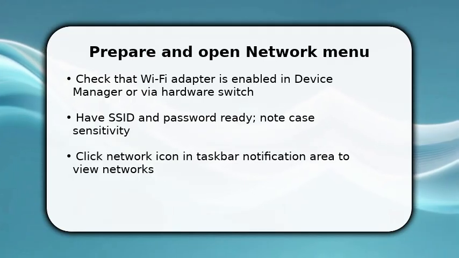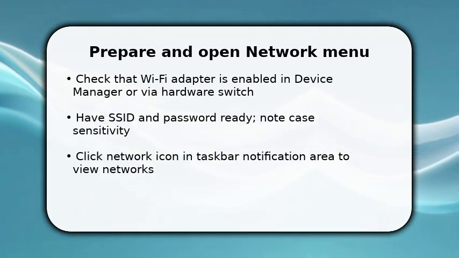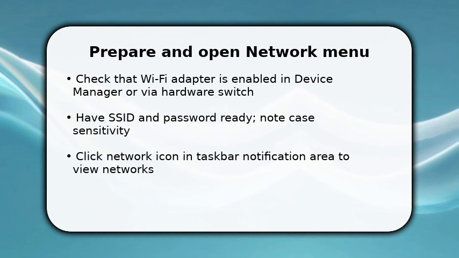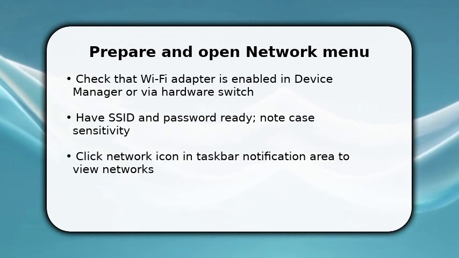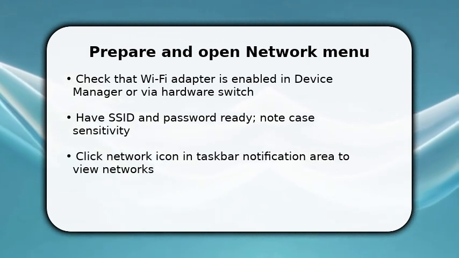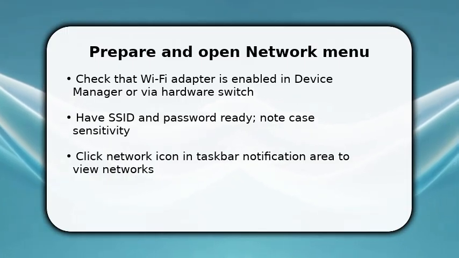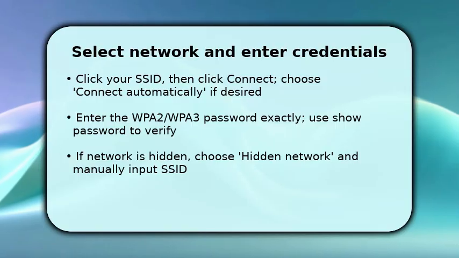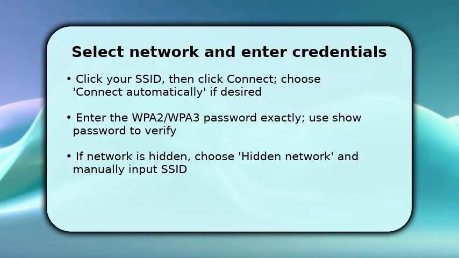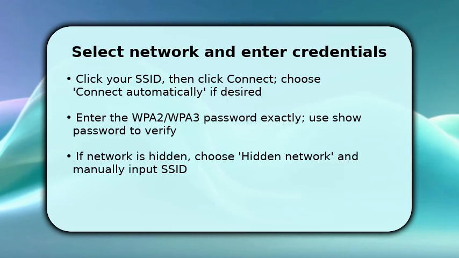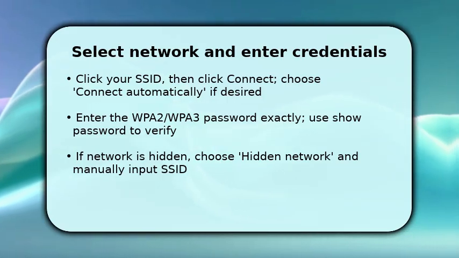This is where you actually begin the connection process. Once you click your SSID, choose Connect and decide whether to select Connect automatically for future convenience. Enter the Wi-Fi password carefully. Passwords are case-sensitive, so use the Show Password option to verify if unsure. If the network is hidden, click Hidden Network and type the SSID before entering credentials.